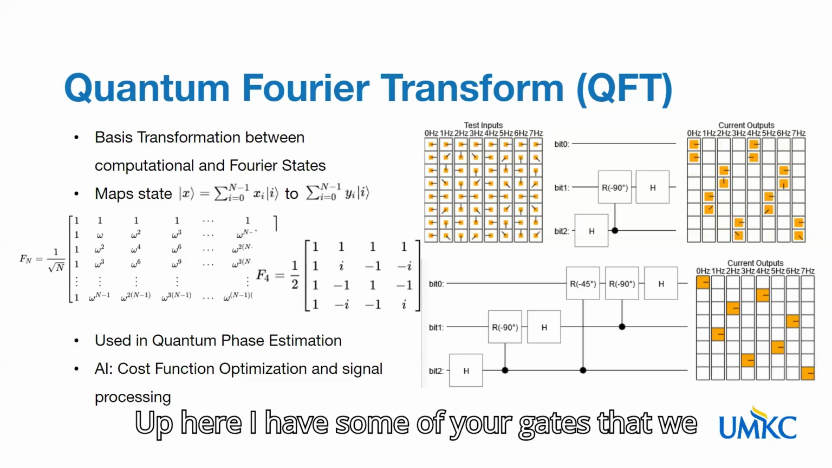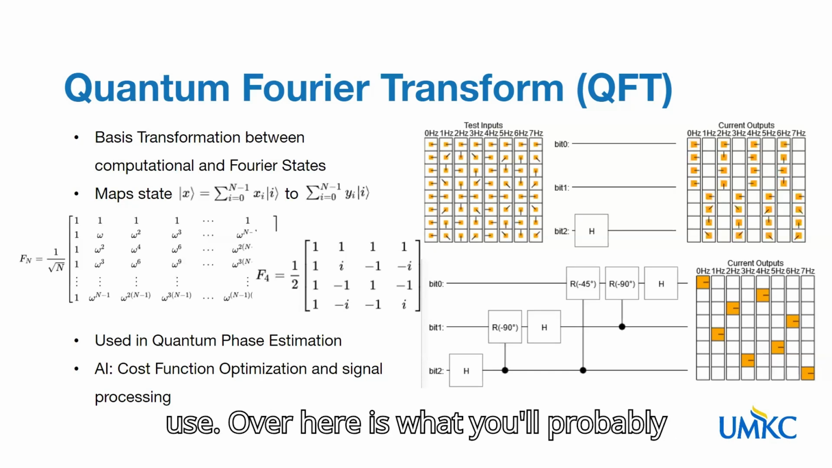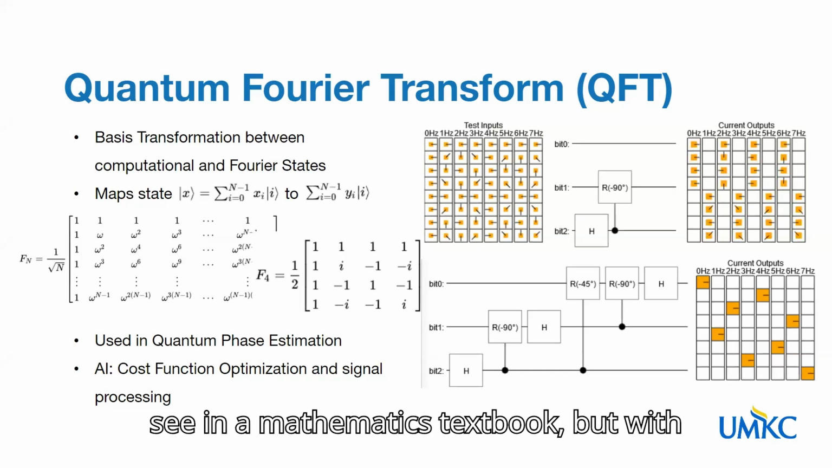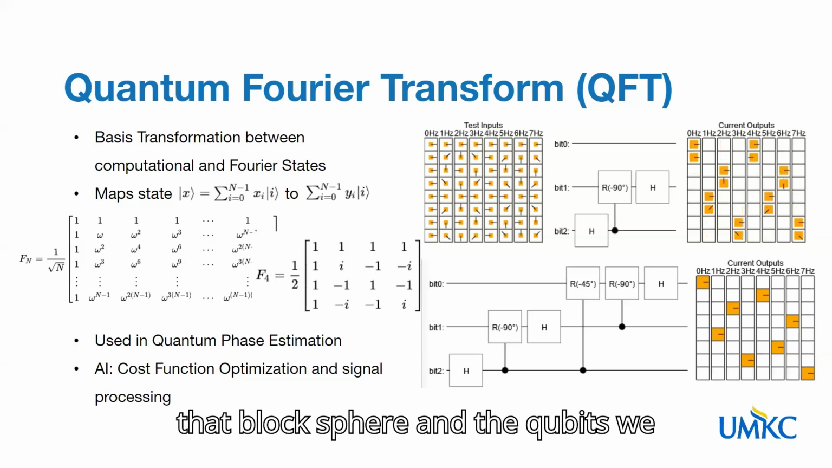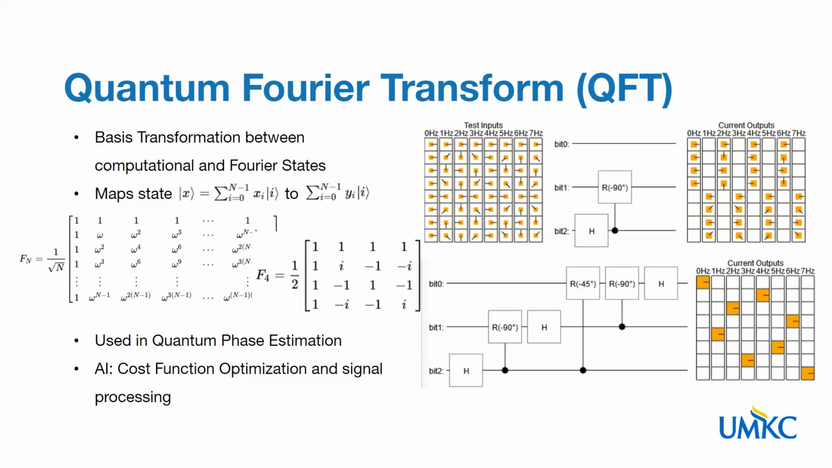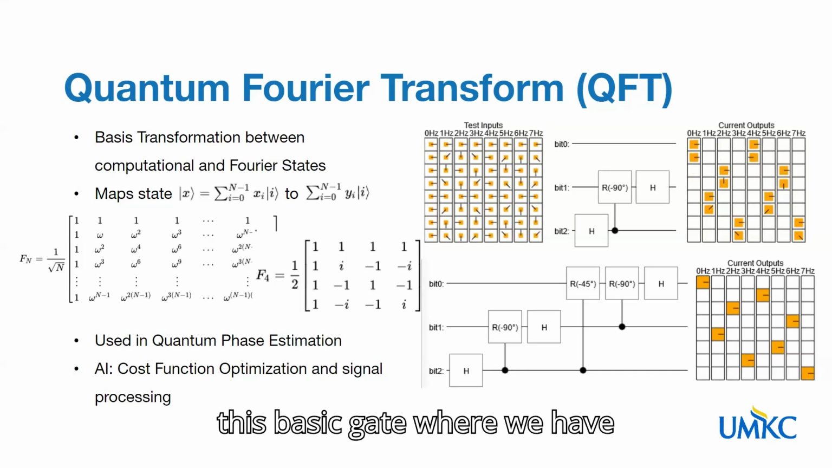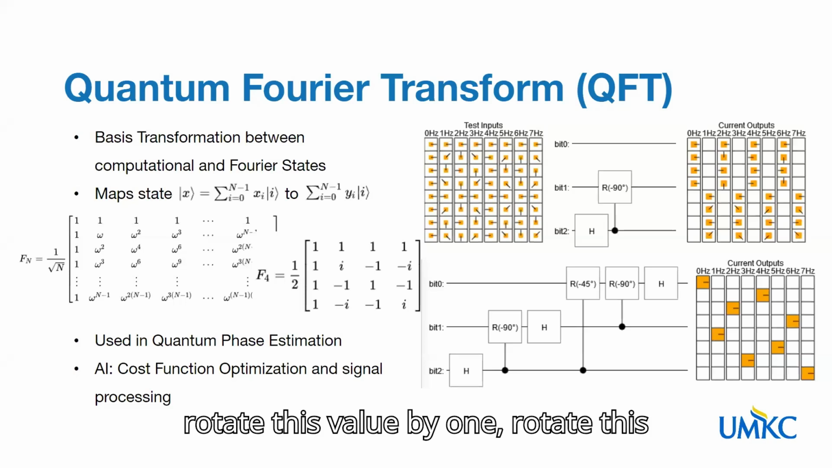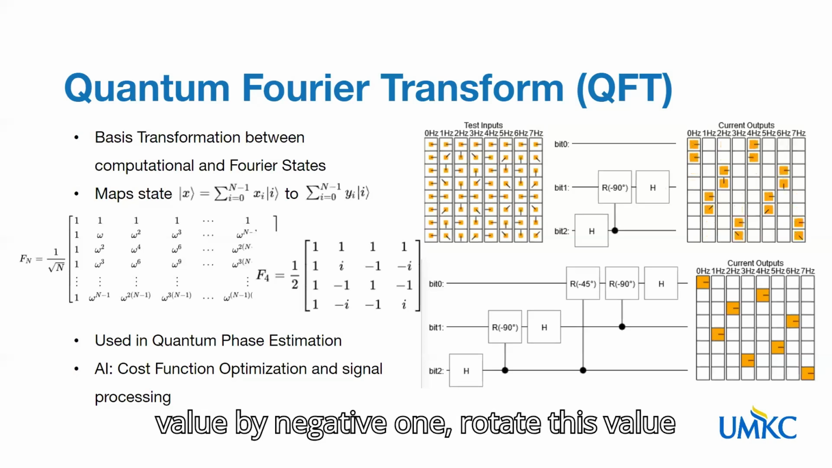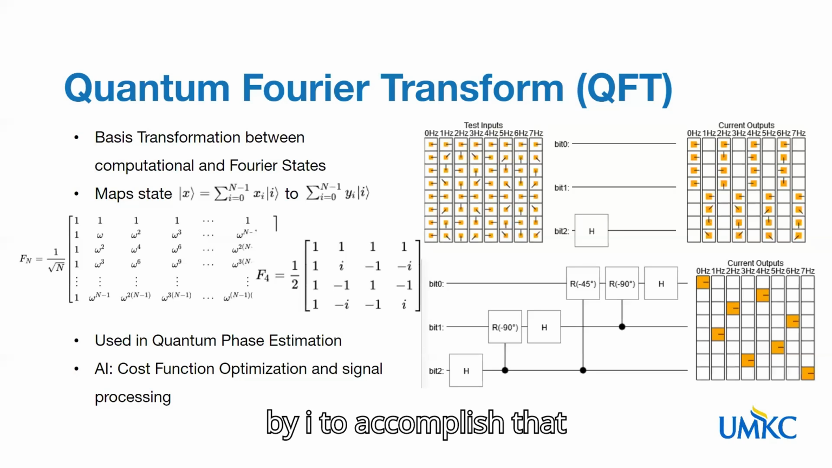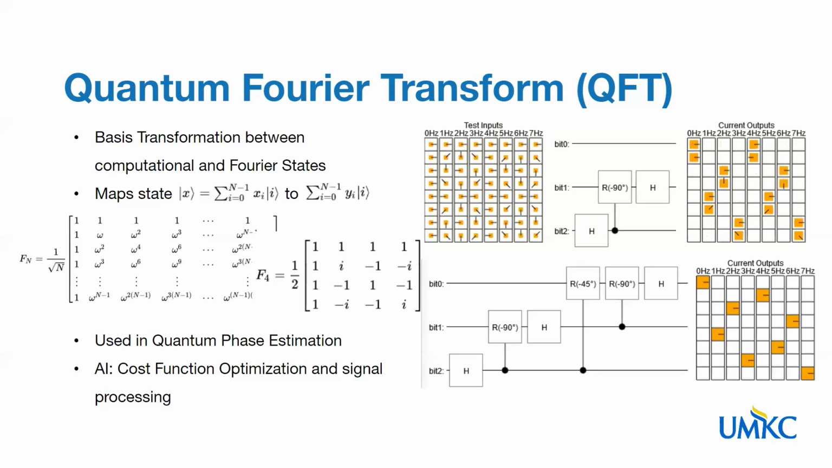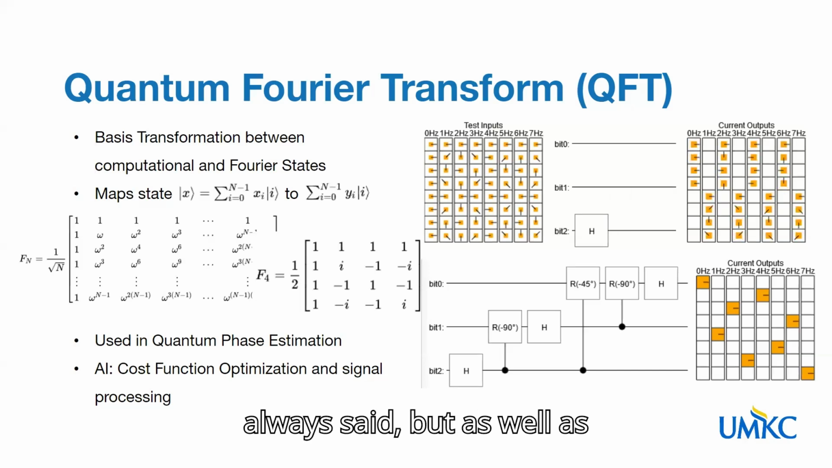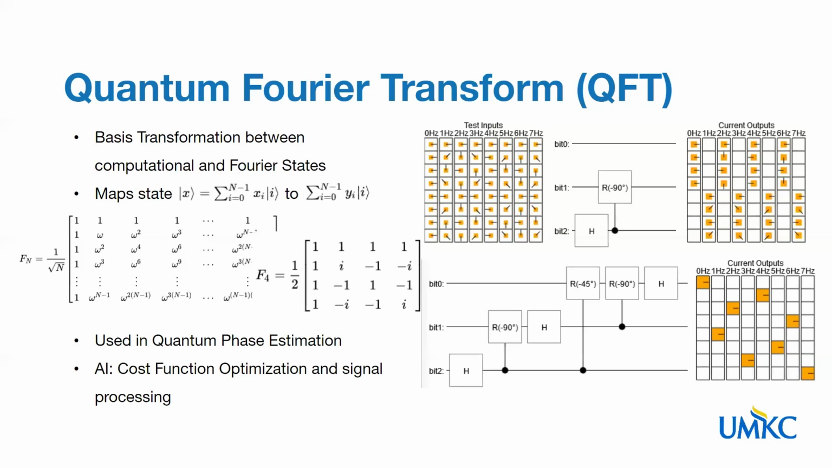Up here, I have some of the gates that we use. And over here is what you'll probably see in a mathematics textbook. But with that Bloch sphere and the qubits, we basically have this basic gate where we rotate this value by 1, rotate this value by -1, rotate this value by i, to accomplish that decomposition. It's used a lot with signal processing, as I said, but also for cost function optimization.